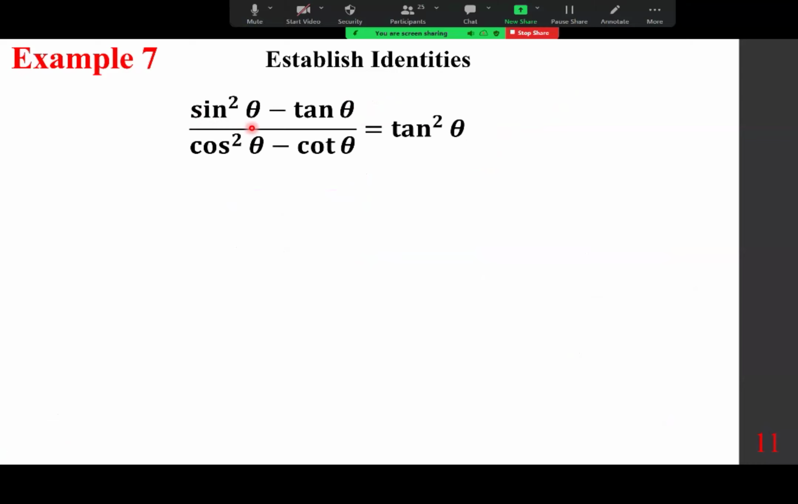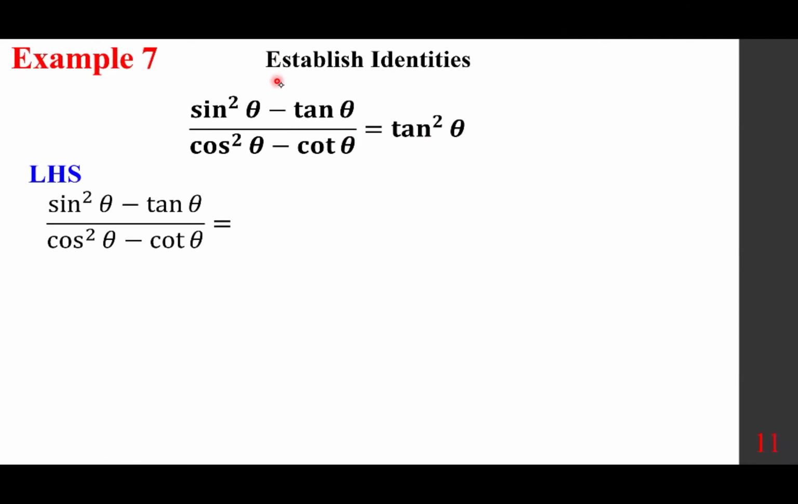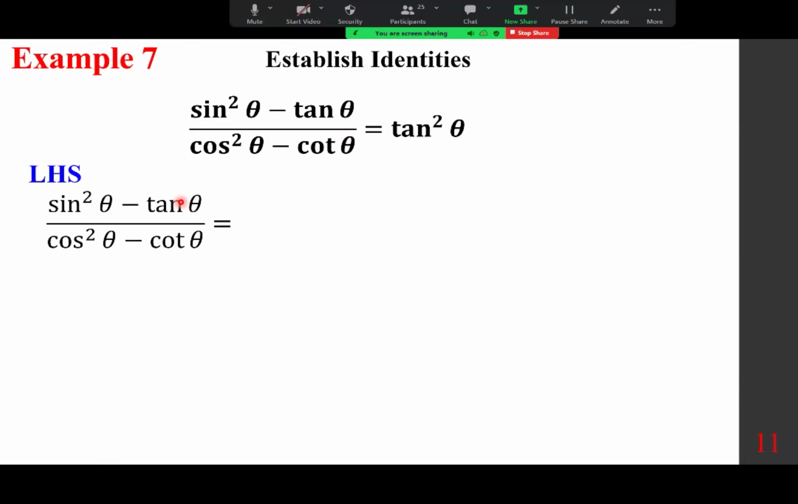Establish identity: sine squared minus tan theta over cosine squared minus cotangent theta equals tan squared. Again, you can start with any side you want. Normally, the more complicated side, in this case the left-hand side. So we write the left-hand side. And we write everything in terms of sine and cosine, which means this will change to sine over cosine. This will change to cosine over sine.